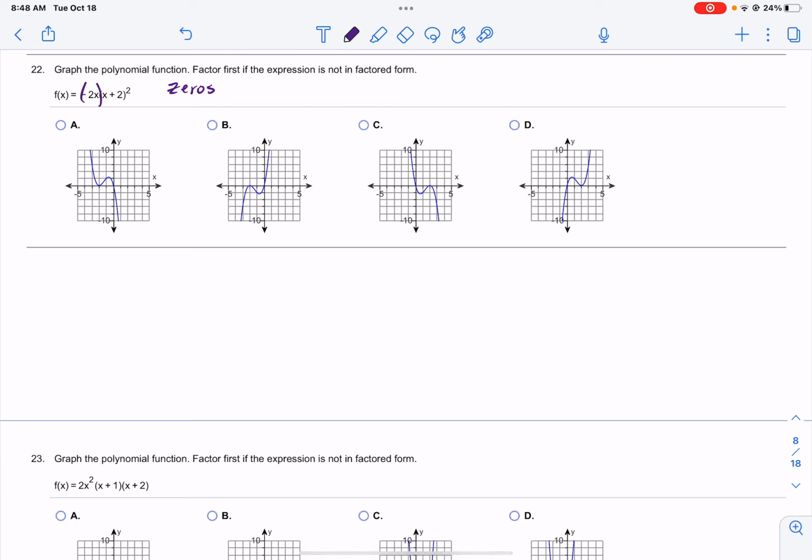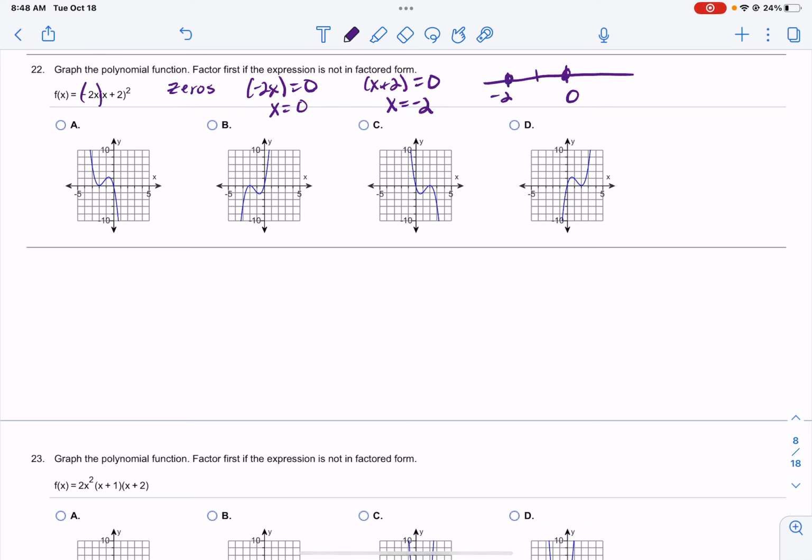My first factor is negative 2x. So I'm going to set the negative 2x factor equal to 0, and the solution to that is x equals 0. Then my other factor is x plus 2, which is repeated. We're going to set that factor equal to 0, and we get x equals negative 2. So what this does is it breaks up the number line at x equals 0 and at x equals negative 2.